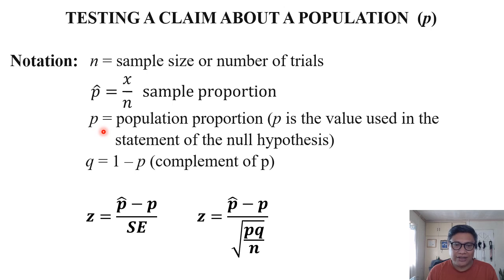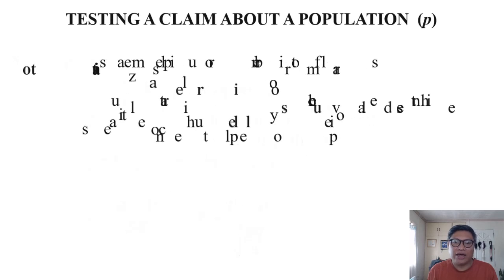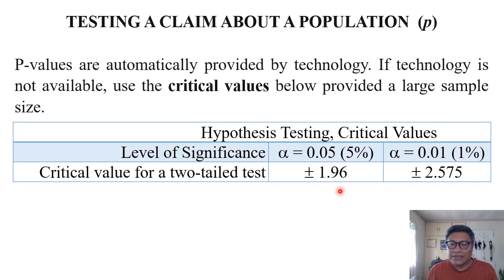Where your P here is the population proportion, this is the value that is used in the statement of the null hypothesis. And your Q is the complement of your P. So if your P is, let's say, 1%, then your Q is 99%. So it's just the complement, class. So the formula that we use is this one. So it's similar to that of your t value, class, or the t tests. We call it the z test, class, because we use the z. So again, we have the same, similar critical values to use.